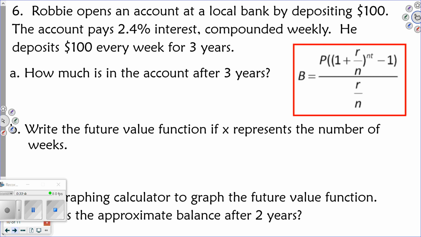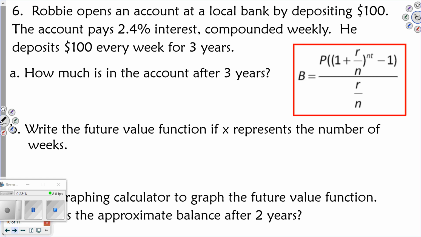Okay, so number 6, Robbie opens an account at a local bank by depositing $100. The account pays 2.4% interest, compounded weekly. He deposits $100 every week for 3 years. How much is in the account after 3 years? Do you use your regular compound interest formula or the fancy one? Fancy one. Why? Good. Every week he keeps putting more money in, so you have to use the fancier formula.